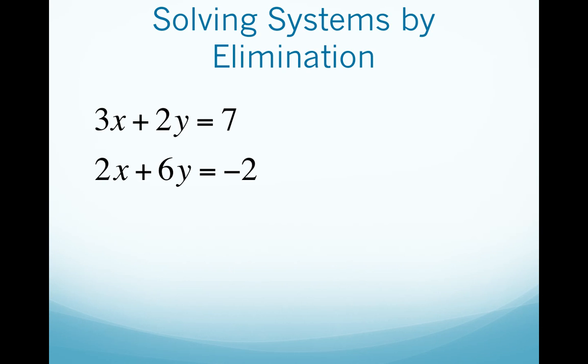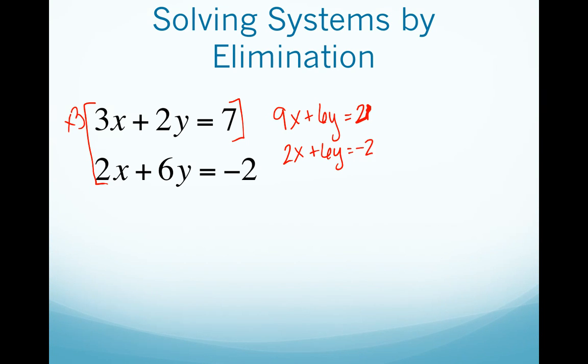In order to solve by elimination, you want to eliminate a variable. So you essentially want to make them have the same coefficient. So here, I can make my y terms have the same coefficient if I multiply just the top equation by 3. So that'll give me a 9x plus 6y equals 21. And then my bottom equation, I'm going to keep the same, 2x plus 6y equals -2.